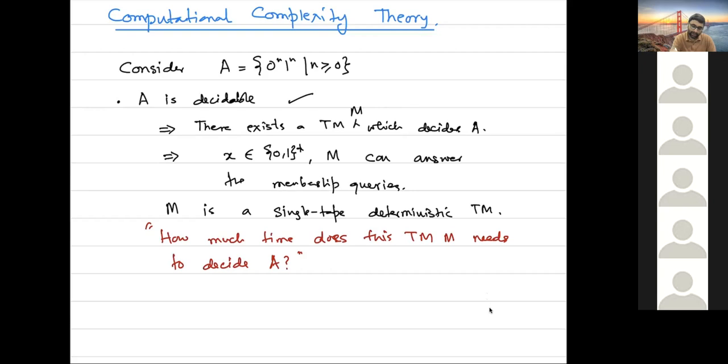So in such questions, we are more interested in how much time this TM M needs to decide. One may argue that time is not the only thing we should be interested in. There are other measures. For example, time is one of the resources, but space is another resource which we may be interested in, right? We may be able to solve a problem efficiently in terms of time, but it requires a lot of space, so that's maybe not practical in some ways.